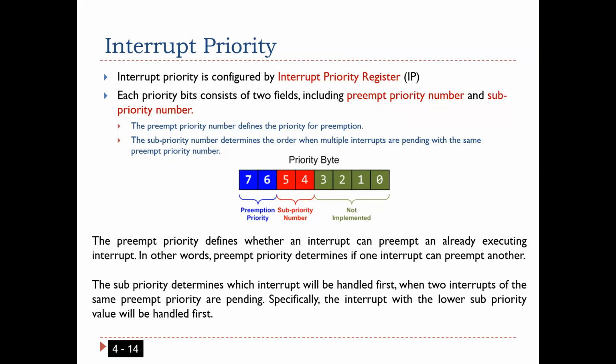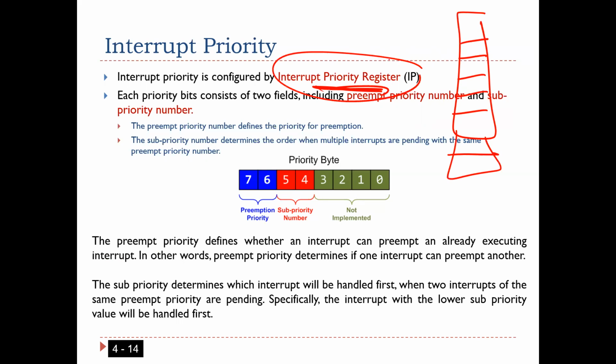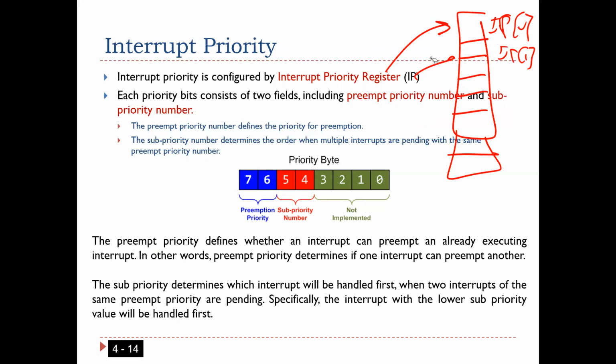So the question is, how can I do that? Very simple. For every interrupt source, we have a register. You can write this value in this register. That's it. Pretty simple. This register is called the interrupt priority register. It is an array of bytes: IP[0], IP[1], and so on, where every source has 1 byte.